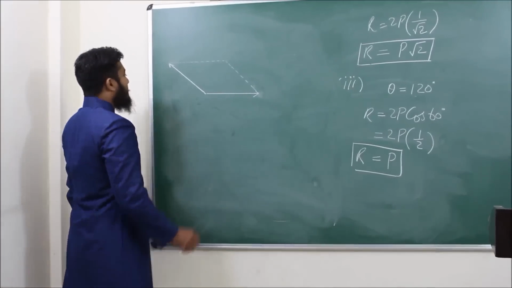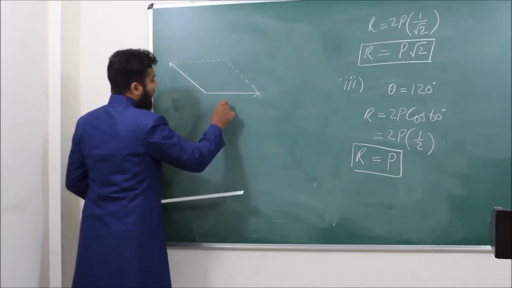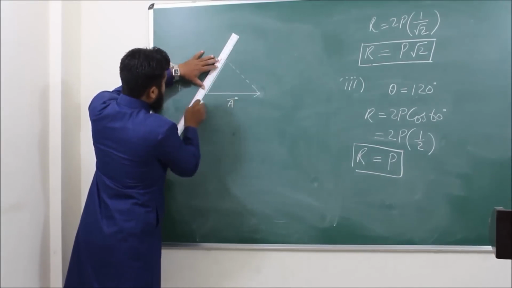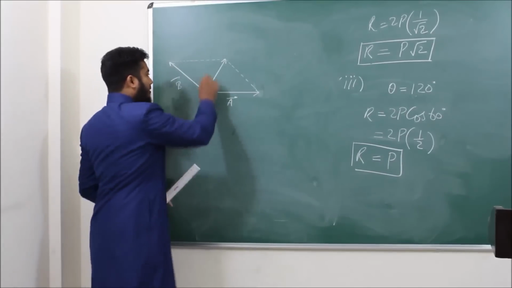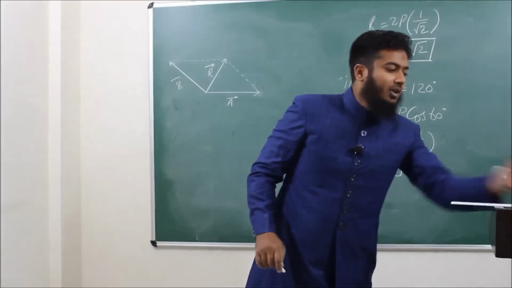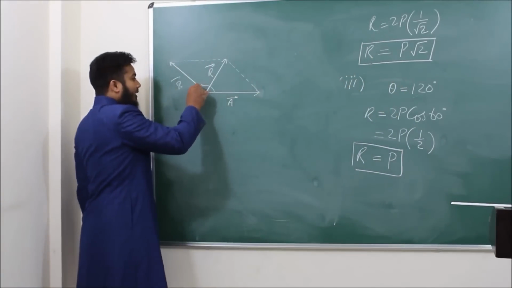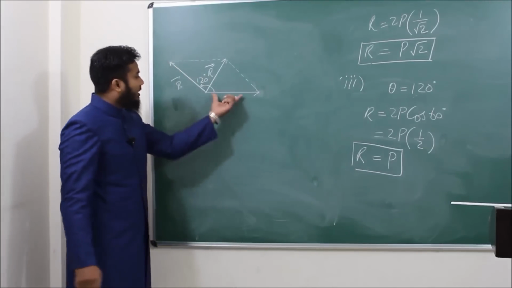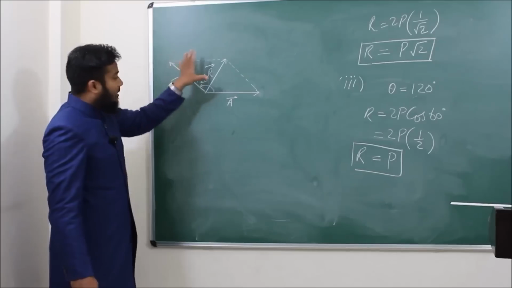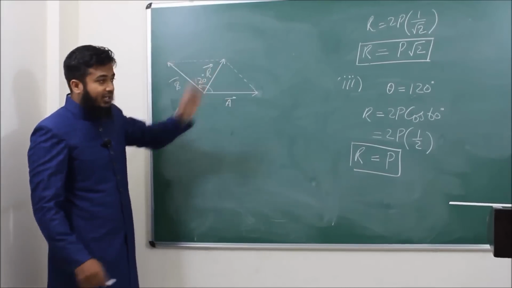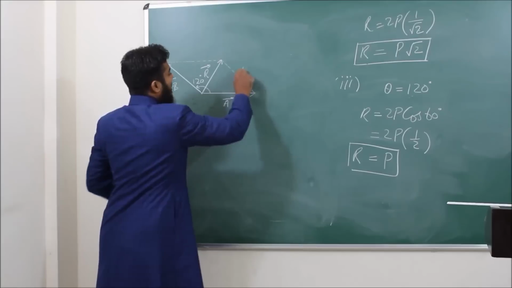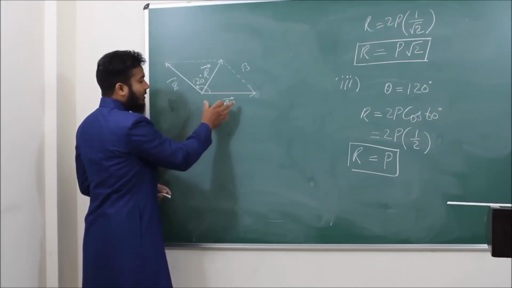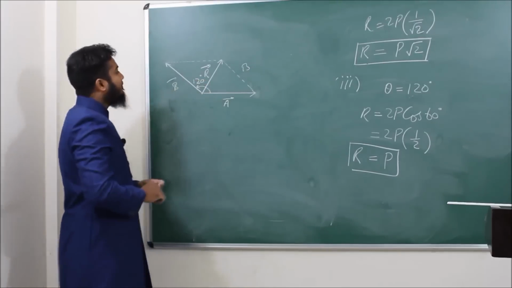And then the diagonal passing between the two vectors, say this is vector A and this is vector B, this diagonal is the resultant R. Now this angle is 120 degree, and these two sides are equal. Then this is a parallelogram, so the opposite side will also be equal. If this is B, then this is also B. The length of this side is B, and the length of this side and this side, these two are equal.